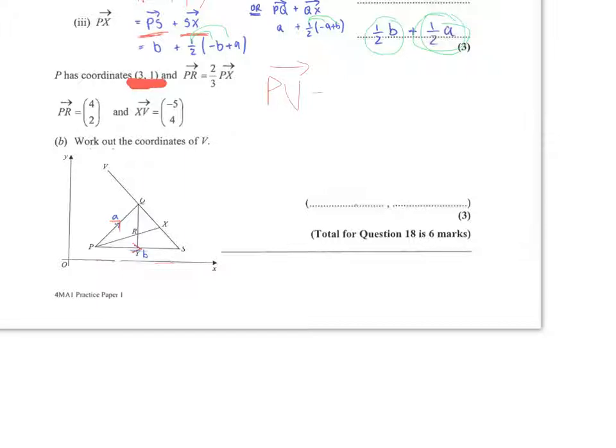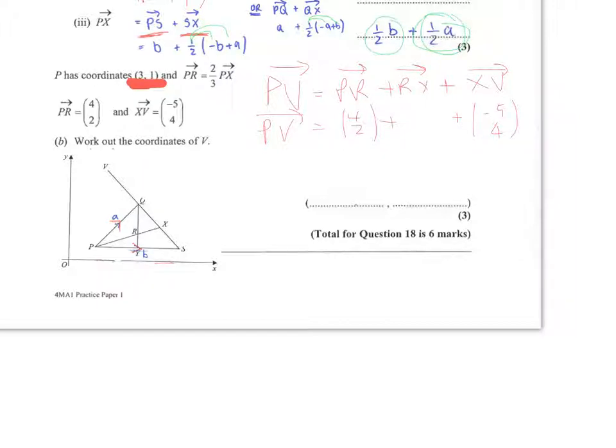P to v is the same as going p to r plus r to x plus x to v. The reason I've gone this direction is that I'm told p to r, and I'm also told x to v. I just need to calculate r to x.